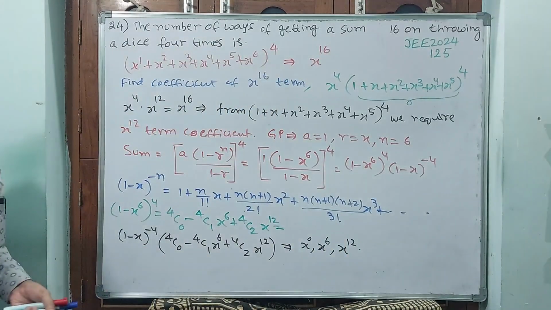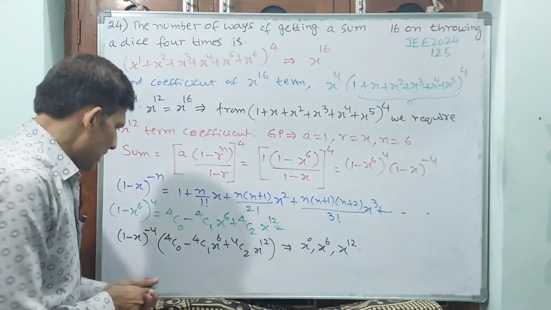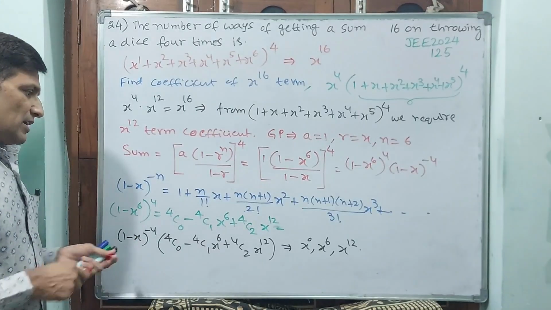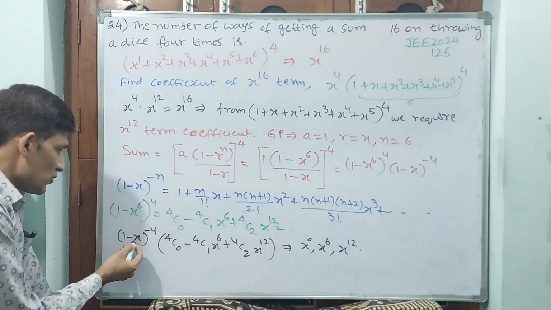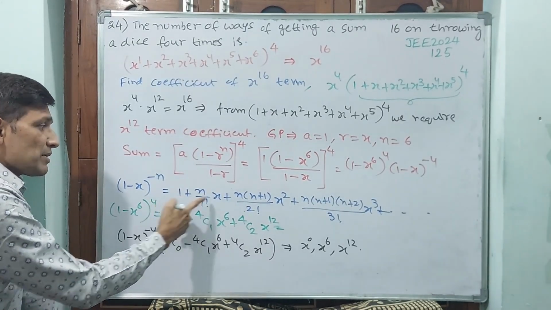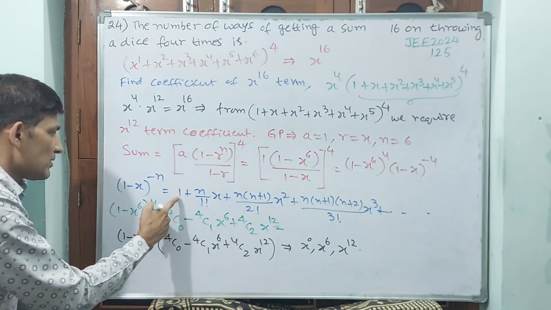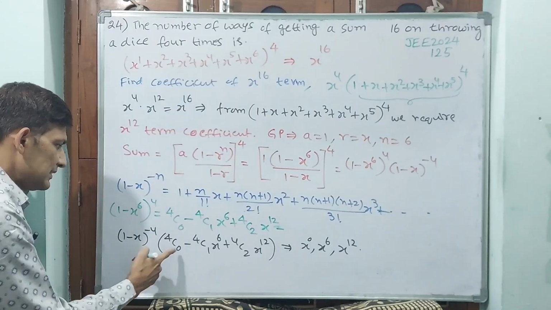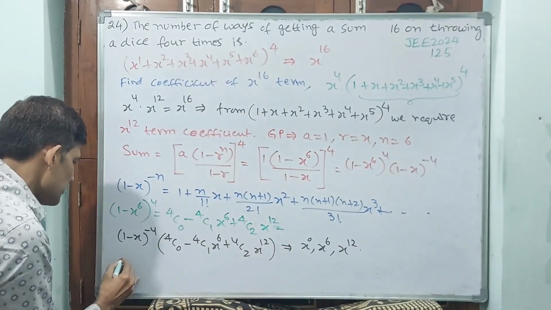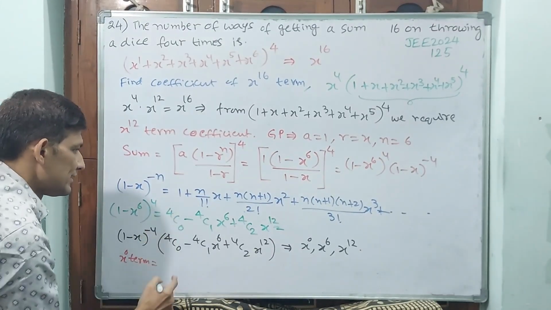Okay. Now what I do, in this expansion I will bring only these three terms and I will multiply with these terms. Understand the logic? Okay. Now see what I am doing. The x to the power of 0 term means the first term only. Here x to the power of 0. But because here x to the power of 1 is there, this term we don't require. The x to the power of 0 term is 1 only.